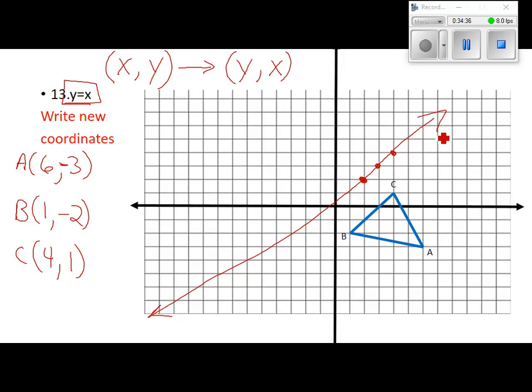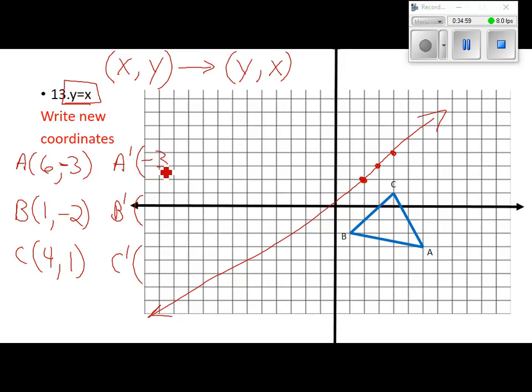What's our A prime going to be? Can we just look over here and count like we did on the others? No, it's not going to work that way. If you try to do it that way, you're going to mess it up. So we have to find A prime, B prime, and C prime using the rules. What's A prime going to be? What's that rule tell us to do? Switch it, so it'll be (-3, 6).